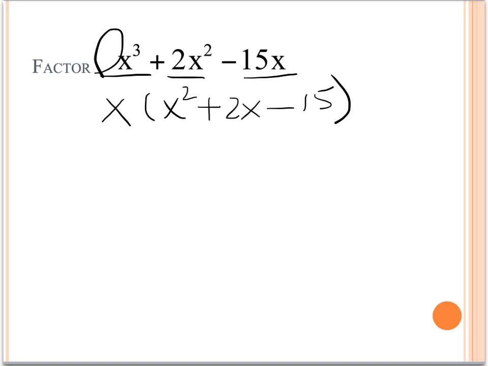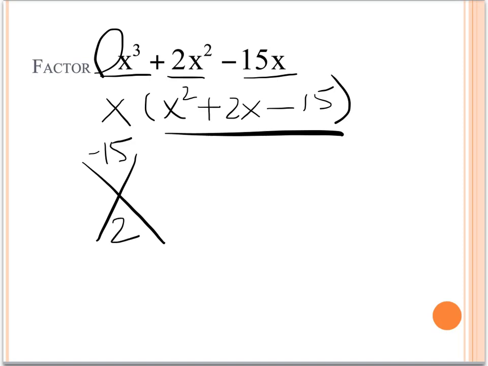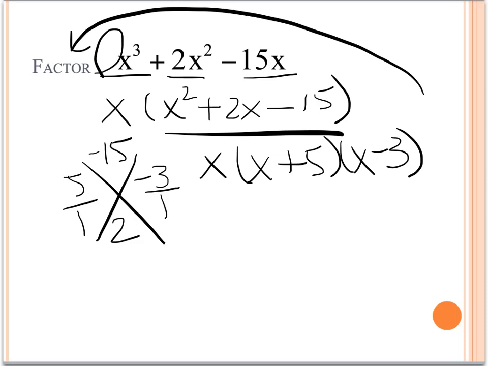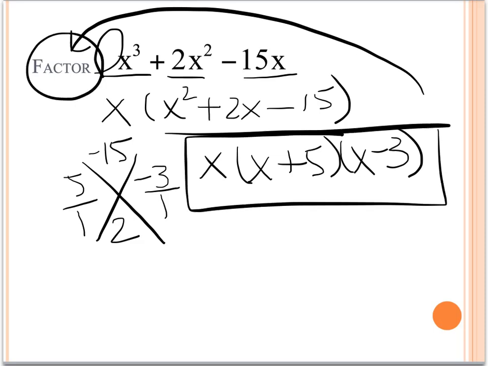And now that I've factored out that common monomial, I can factor this out using my x. So remember, a times c goes on top, and then b goes on the bottom. So my two numbers are going to be positive 5 and negative 3. Don't forget to divide by the a. In this case, it's 1. So you end up with x times x plus 5 times x minus 3. We go back to the beginning, which asks us just to factor. So all we need to do is stop there.